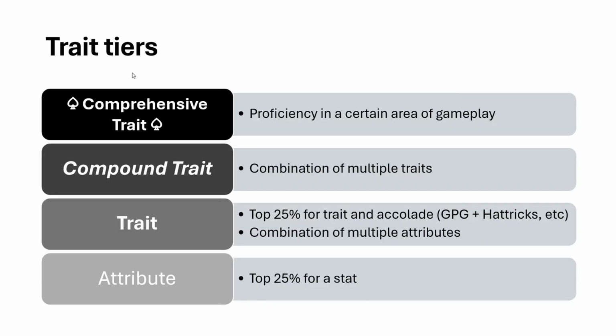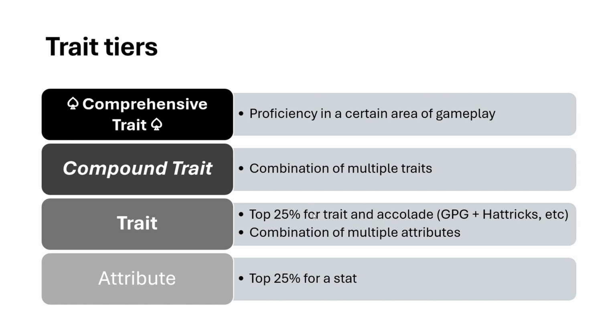So here we have the trait tiers. We've already established that an attribute is top 25% for a stat, and from there you go up this list, and the higher up you go, the more that particular trait correlates to a strength in a certain area of play, whether that be offense or defense or somewhere in between. So for an attribute to become a trait, you have to have the attribute in the top 25% there, and the associated accolade for it.